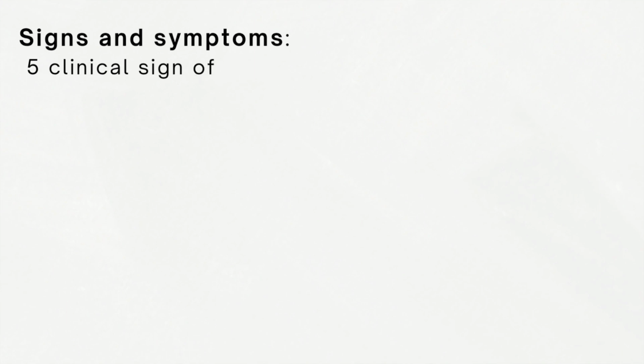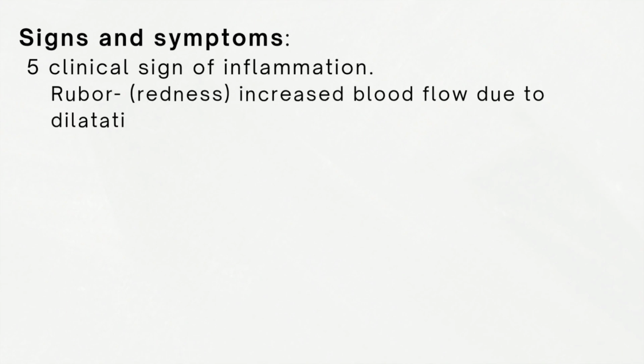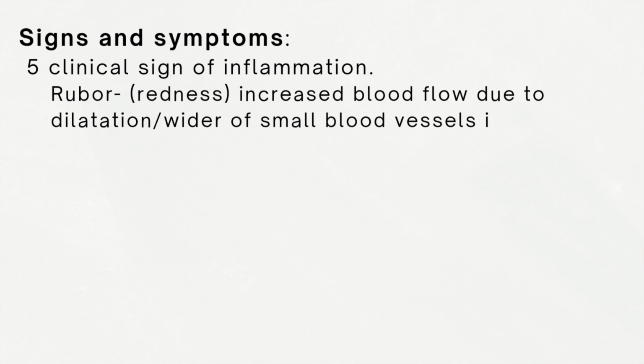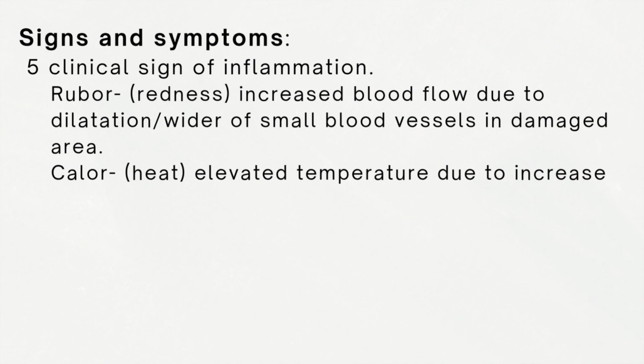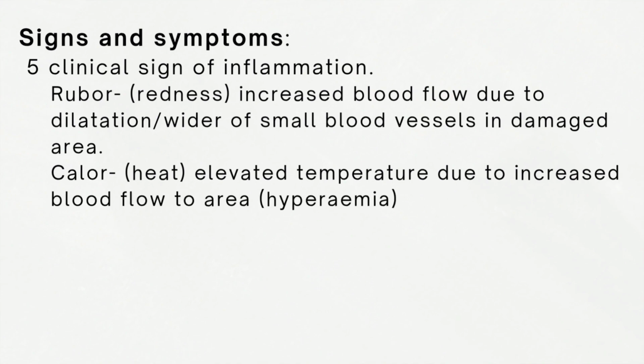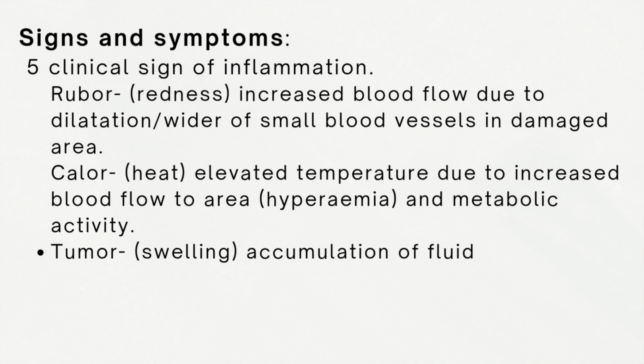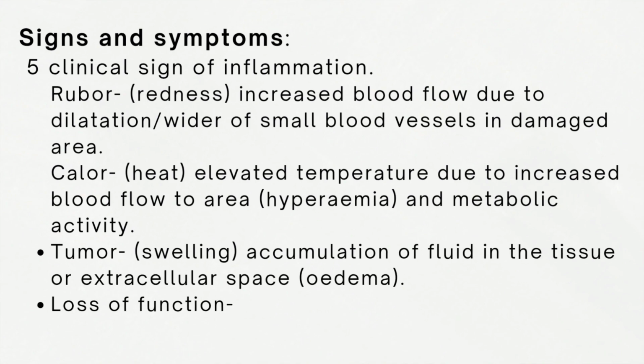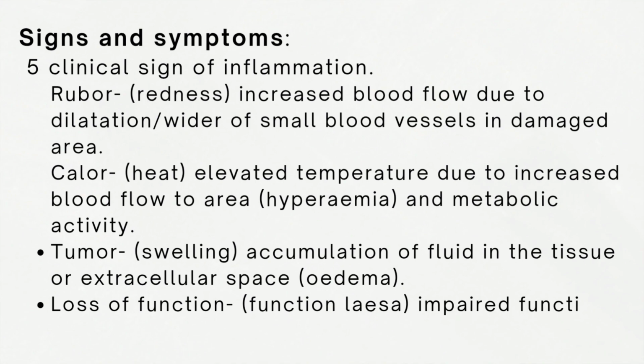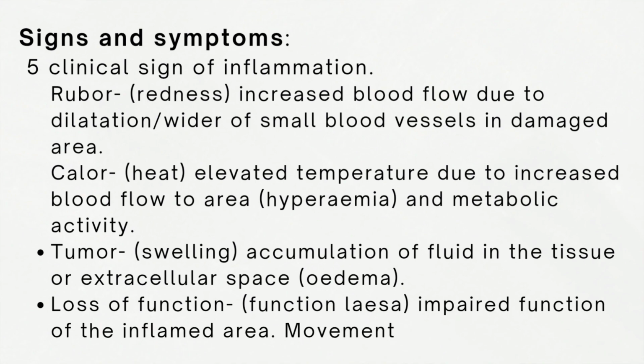Signs and symptoms. Five clinical signs of inflammation. Rubor, redness: increased blood flow due to dilatation, widening of small blood vessels in the damaged area. Calor, heat: elevated temperature due to increased blood flow to the area, hyperemia, and metabolic activity. Tumor, swelling: accumulation of fluid in the tissue or extracellular space, edema. Loss of function, functio laesa: impaired function of the inflamed area.